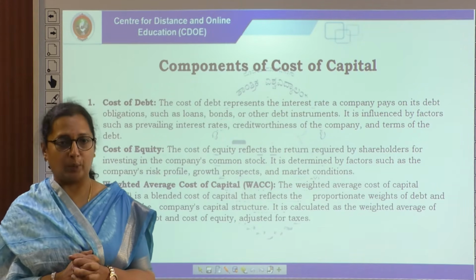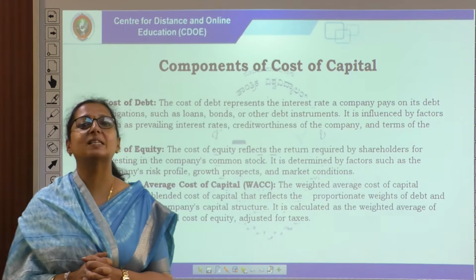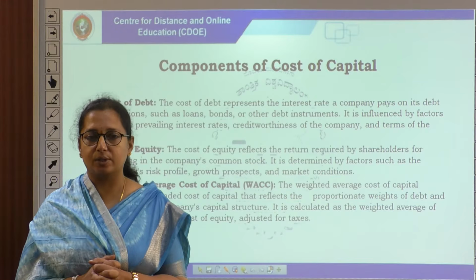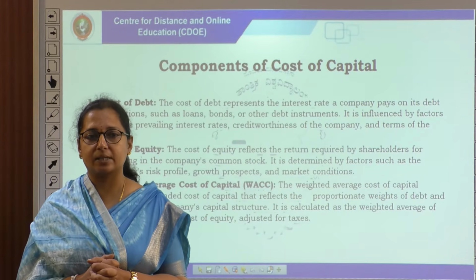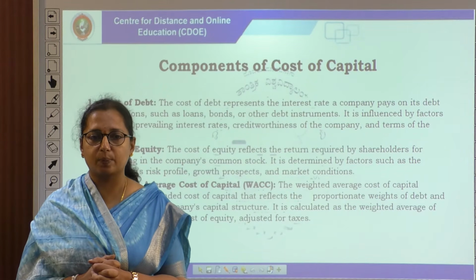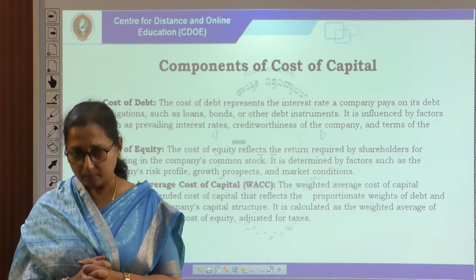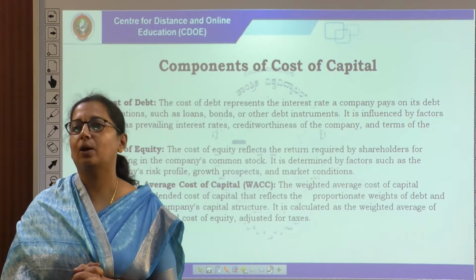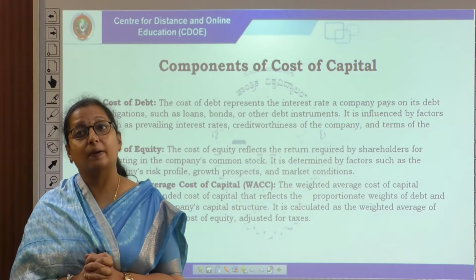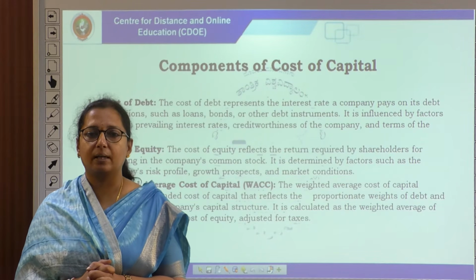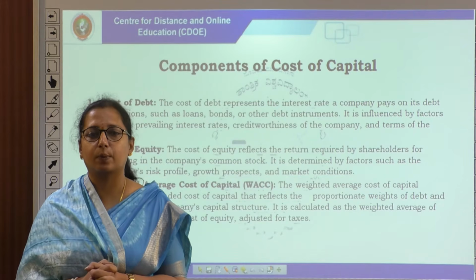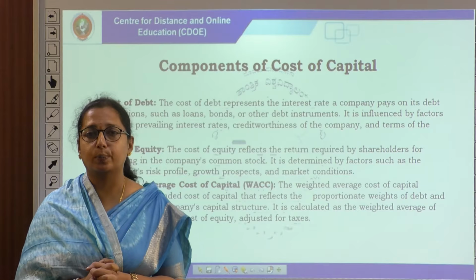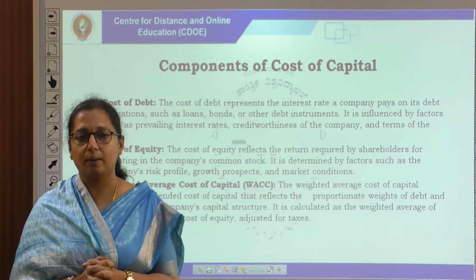Next is the cost of equity. The cost of equity reflects the return required by shareholders for investing in the company's common stock. It is determined by factors such as the company's risk profile, growth prospects and market conditions. Here also, we treat it as the owner or member of a company, and retained earnings would be treated here. So based on that, the factors are the risk profile, growth prospects and market conditions.